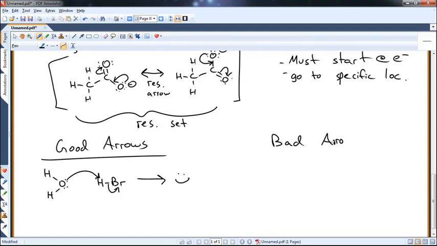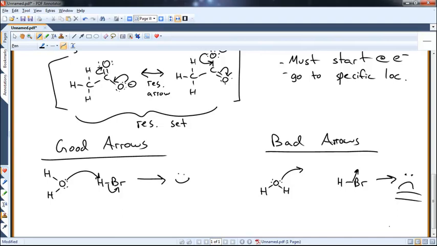Bad arrows are things where you're like, I'm not really sure what's going on here. So my example for a bad arrow, I'll use the same molecules again. This one doing that, and then HBr doing something like that. Right? That's not even curvy. That's bad news. Please don't do that. That makes me frown. Okay.